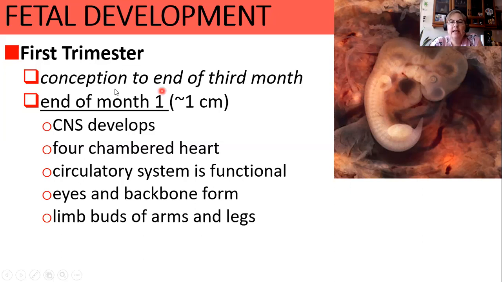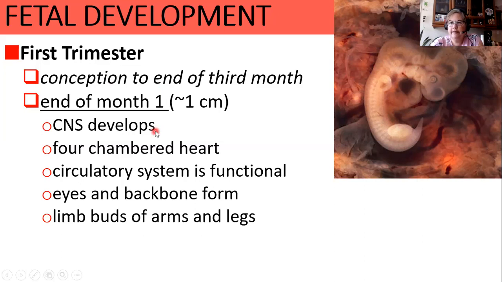So anyway, conception to the end of the 3rd month. So we're looking at a little embryo the size of a centimeter, okay? So this is what our little embryo looks like at the end of the 1st month. So it looks like most other embryos. You wouldn't be able to look at that and just say, okay, well, that's a human.